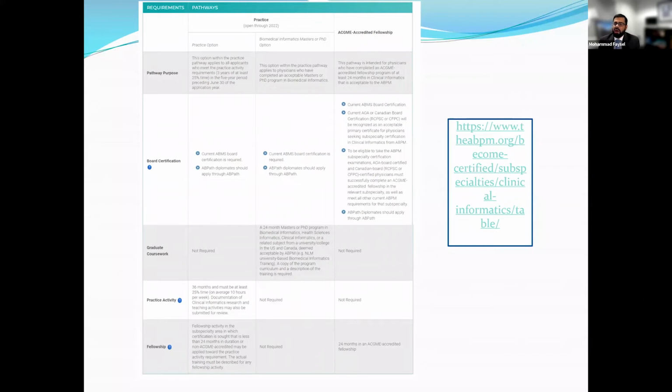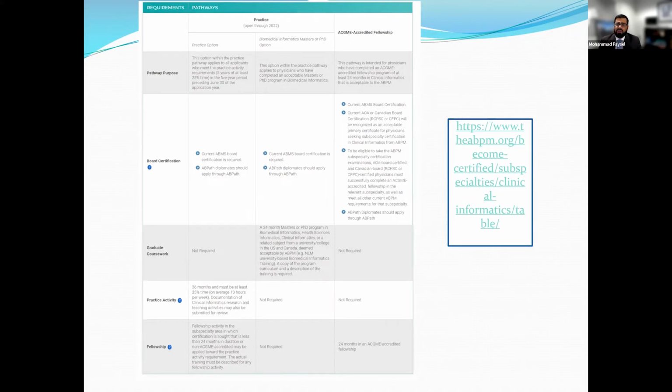Many of the academic health centers have already started the clinical informatics fellowship because that suffices this requirement. So they have to have at least 2 years of fellowship completed in clinical informatics after their completion of residency in one of the medical subspecialties.